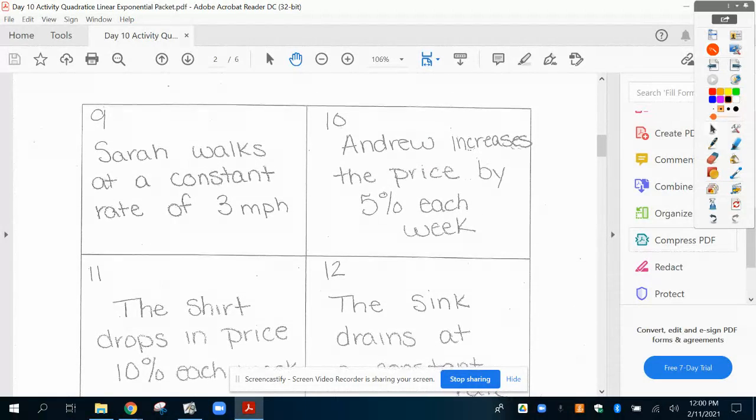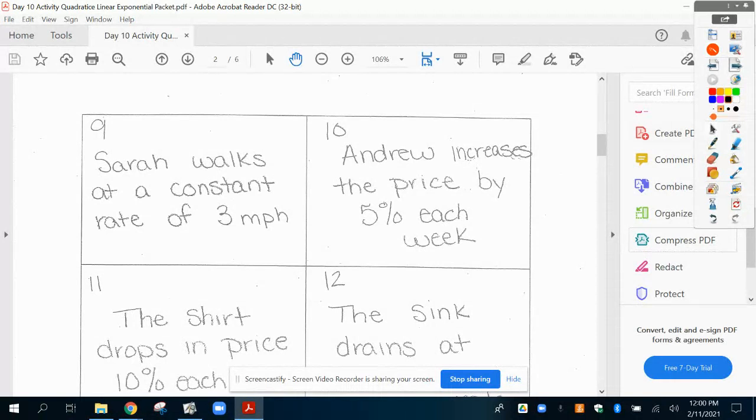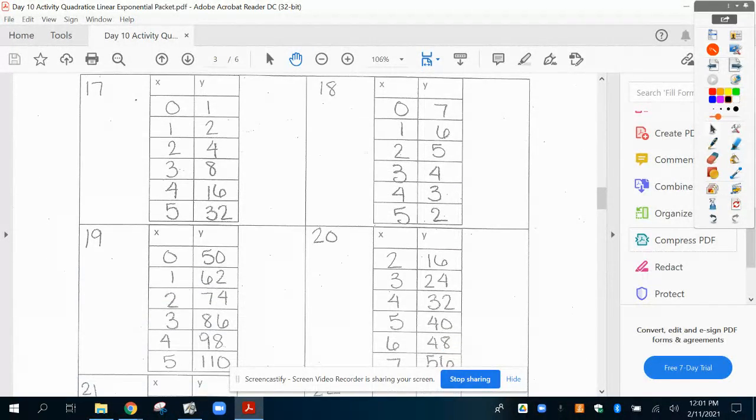Some of these take a little bit more thought, but we talked about explaining these. So for example, number 9 is talking about a constant rate. We specifically said that a constant rate is talking about the fact that it's linear. Whereas if we're seeing something change by a percent, then we're saying that it's exponential. So you already have 4 done for you.